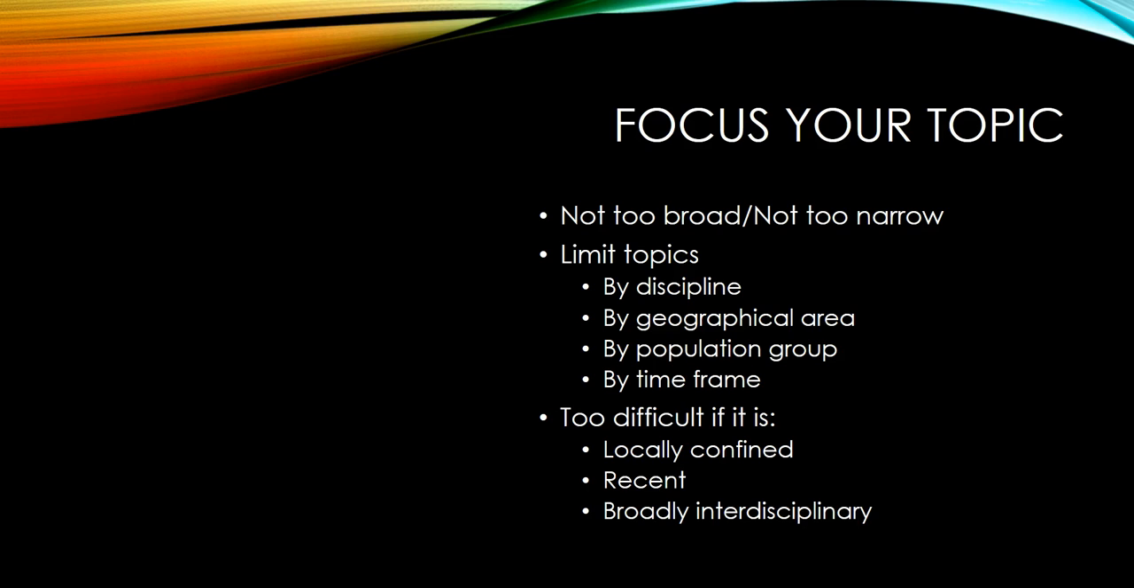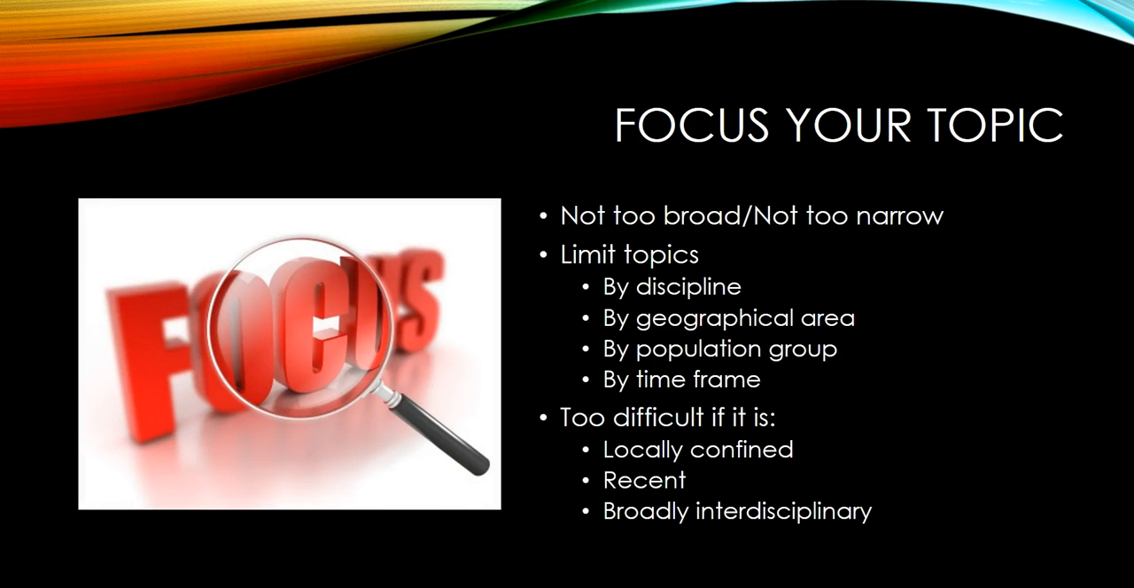A topic will be very difficult to research if it is too broad or too narrow. One way to narrow a broad topic is to limit it by discipline, by geographical area, by population group, or by time frame. Remember that a topic may be too difficult to research if it's too locally confined, too recent, too broadly interdisciplinary, or too popular.